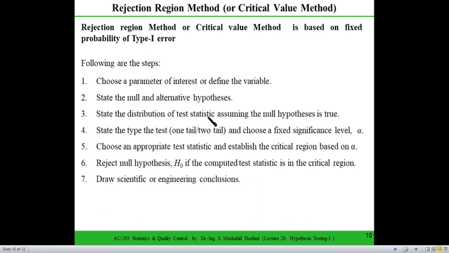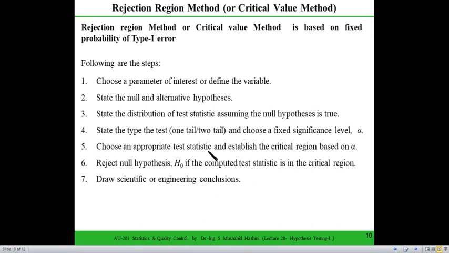The test statistic is always computed from sample data, and obviously assuming that the null hypothesis is true. The fourth step is to state the type of the test, whether it is a one-tailed test, depending upon the given problem, or based on your statement of your alternative hypothesis. You have to choose the type of the test, and obviously your significance level is to be selected, or it is given in the problem. That is actually the probability of making a type 1 error.